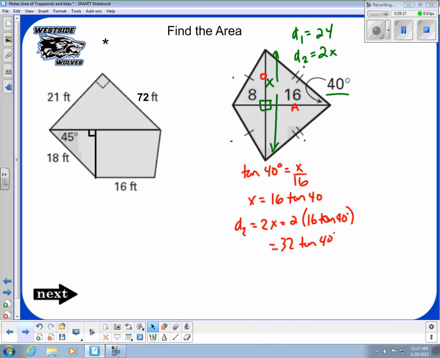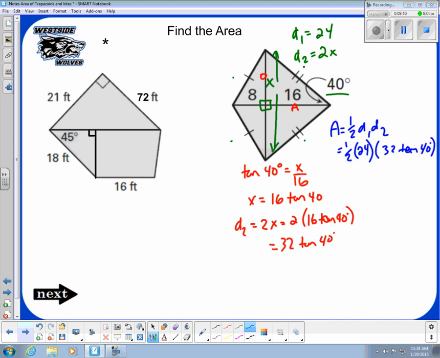So when I go to work this problem, again, I want to write my formula. So 1/2 diagonal 1 times diagonal 2, 1/2 times 24 times 32 tangent of 40 degrees. All right, once I've got that, I'm going to simplify my problem here. The 1/2 and the 24 will give me 12 times 32 tangent of 40 degrees. I think it's now time to put that in the calculator.